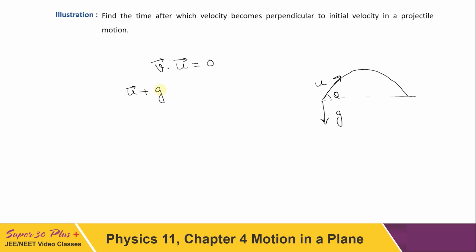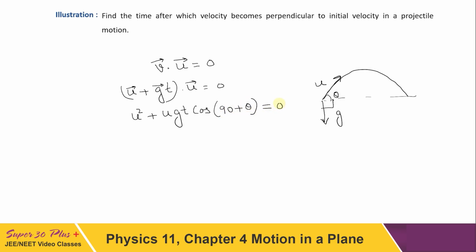The acceleration here is g. So this is u plus gt dot u, that is equal to 0. Now if you take the dot product, u dot u will be u square, plus this is u dot gt. So it can be written as u g t and cos of the angle between the vectors u and g. From the diagram, the angle between vectors u and g is 90 plus theta. So it is written as cos of 90 plus theta, and this is equal to 0.